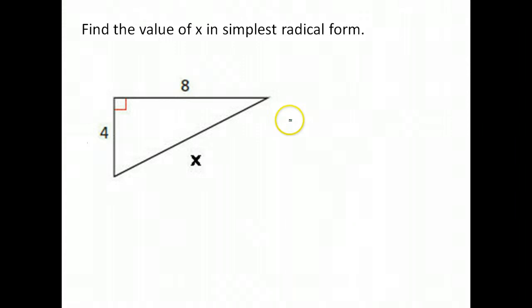Okay, here we have another. Find the value of x in simplest radical form. We start the same way. We say, oh, I've got a right triangle. I know two of the three sides, so I can use the Pythagorean theorem to find that third side.